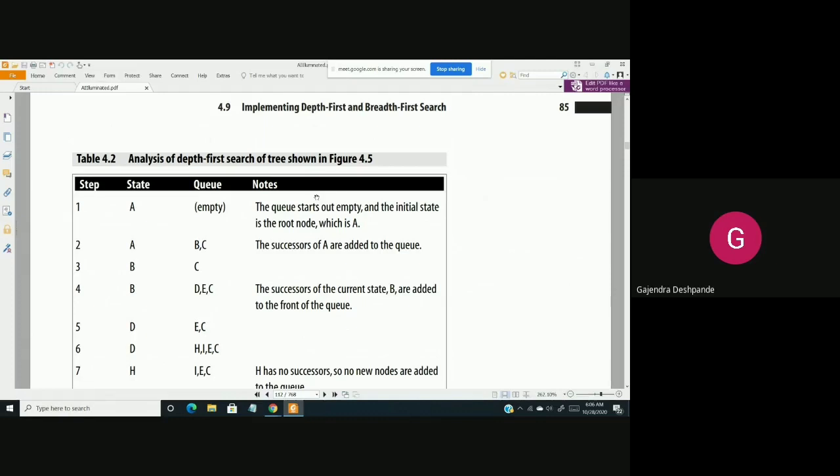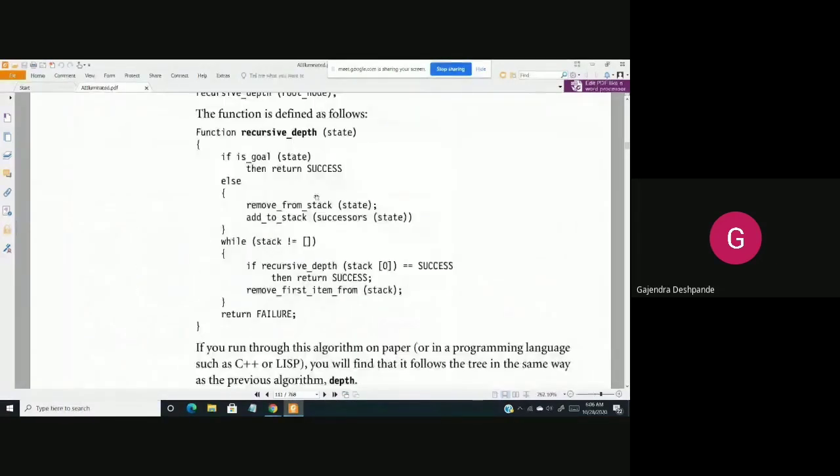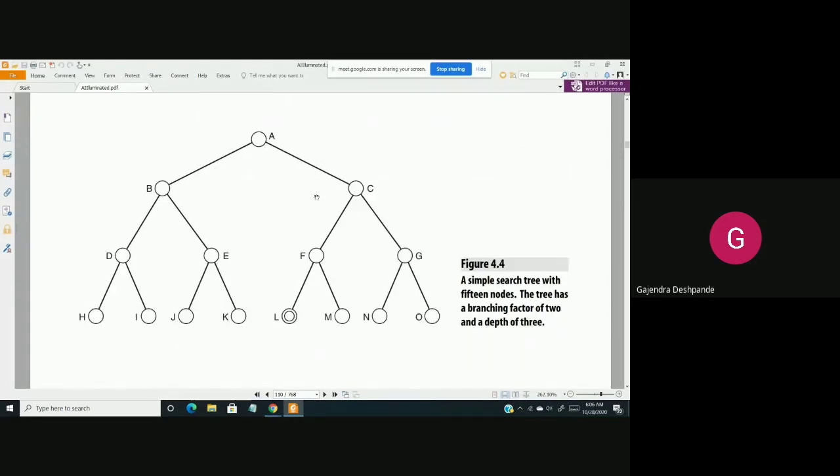Now you should make four columns here. The first column is the step, the second column is the state, the third column is the queue, and the fourth column is the notes. In notes, you are going to just write the description of that particular statement, what is happening there. Now, if you draw figure 4.4 here, you can see A is the root node, and B and C are the children of node A. So let's see how they are represented here.